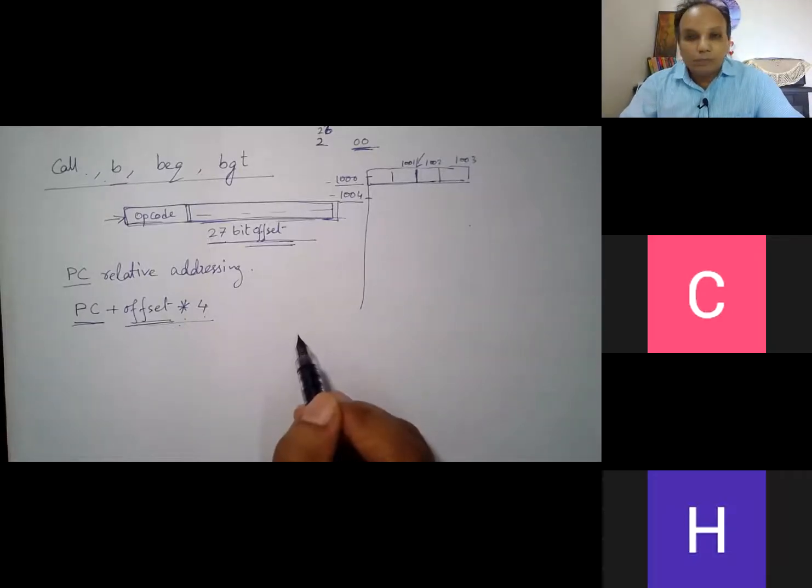So, sir, you are not storing the 2 LSB zeros, right? Yeah, because why should I store it? It is always known that it will be 0. So you can accommodate more addresses by doing that. Yeah.